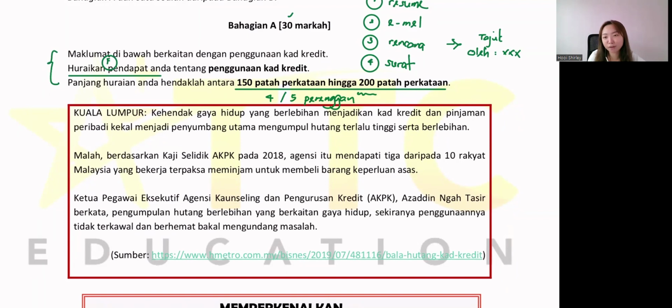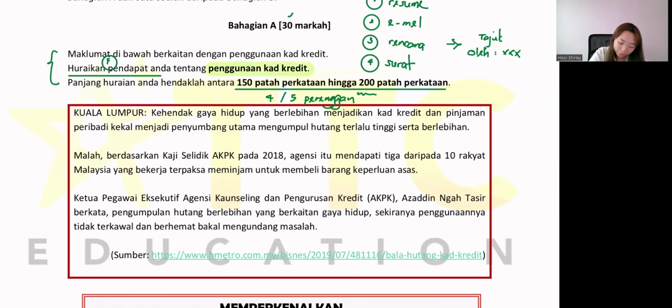What is the topic for this question? They even bold it for you. So obvious here. Yes, exactly. Penggunaan kad kredit. Okay. So, penggunaan means usage. User is what we call pengguna. It's different. Penggunaan is the usage. So, this is your topic, isn't it?